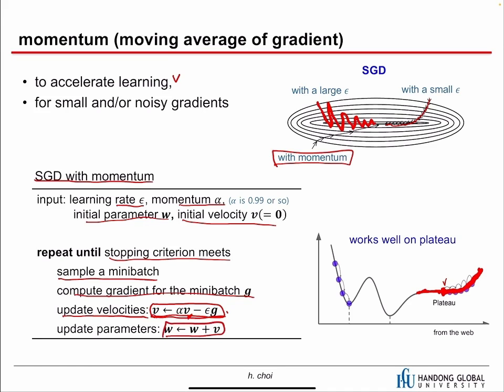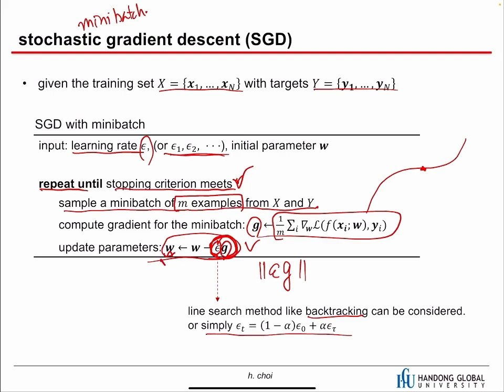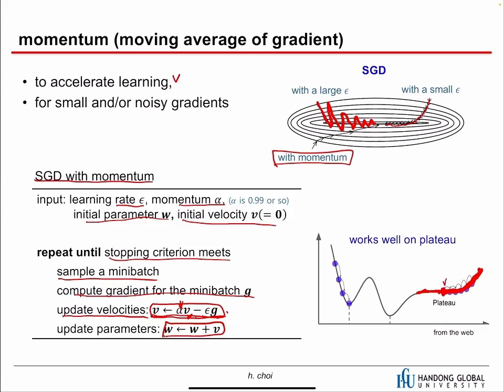In this algorithm, if alpha is 0, then v is actually minus epsilon times the gradient. That is exactly the same as this algorithm, W is W minus epsilon times the gradient. That is the simple SGD algorithm. When alpha is 0, it's exactly the same as simple SGD. So alpha defines the momentum.